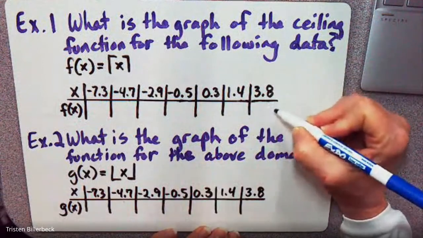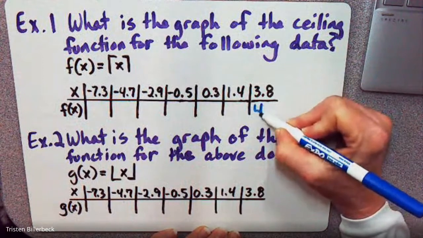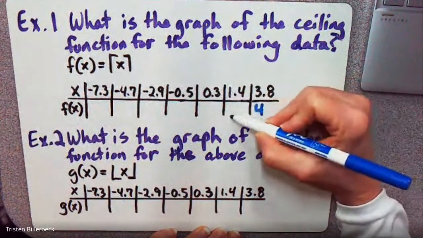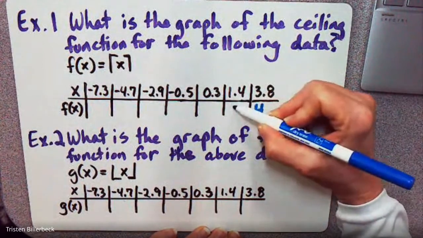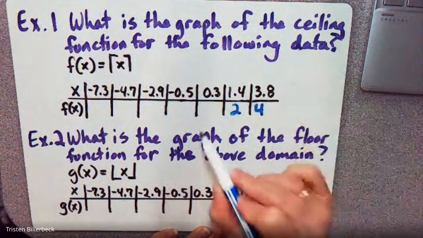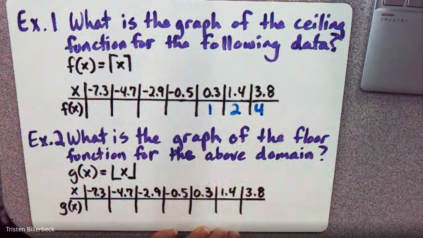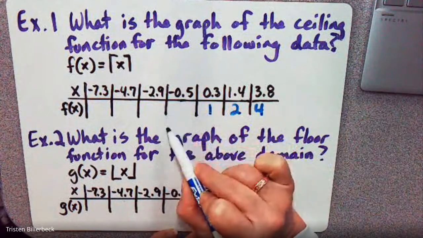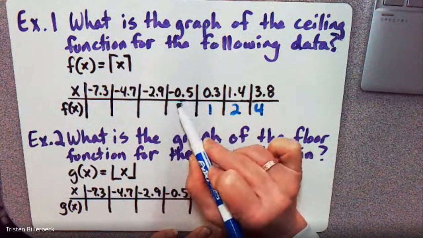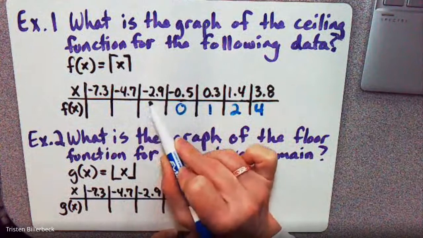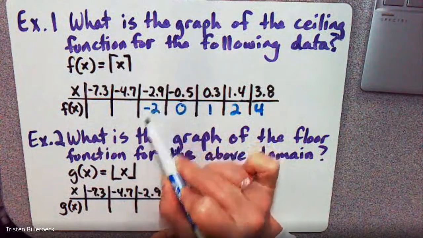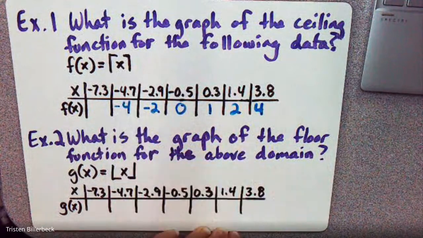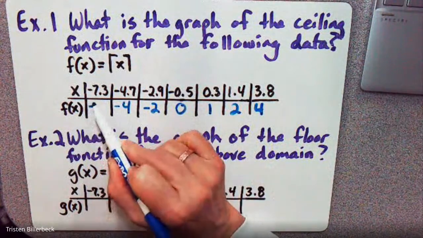So when we round up at 3.8, that's 4. That's the nearest integer. The nearest integer for 1.4 would be rounding up, 2. This one would be 1. Now this one, rounding up to the nearest integer, it's negative now, but the next integer is 0. This next integer is negative 2. This next integer is negative 4. And the next integer here is negative 7.